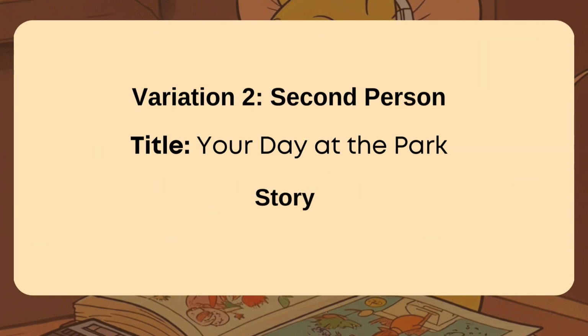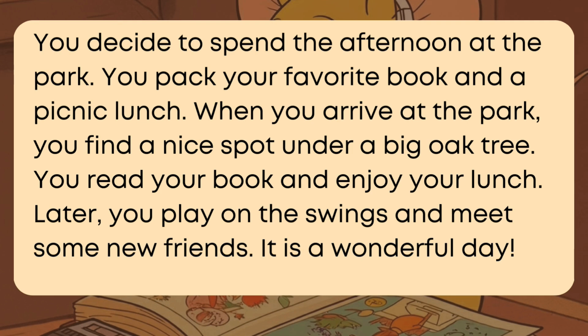So the title is Your Day at the Park. So you decide to spend the afternoon at the park. You pack your favorite book and a picnic lunch. When you arrive at the park, you find a nice spot under a big oak tree.